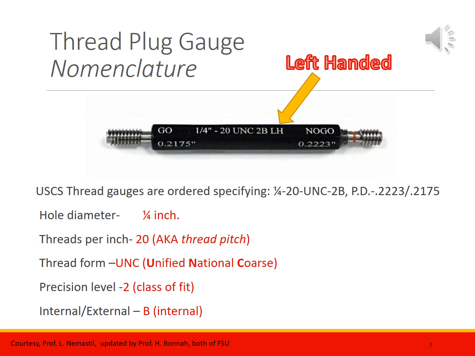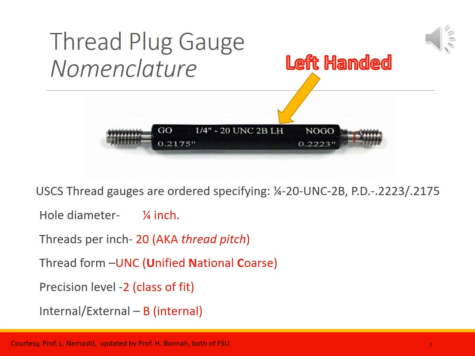Now, for metric threads, the pitch is a single thread measured and expressed in millimeters. Example, M10 by 1.5. The 1.5 is 1.5 millimeters, and that means from the same point on two adjacent threads, the distance is 1.5 millimeters.